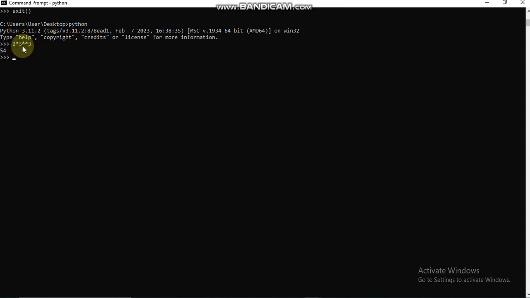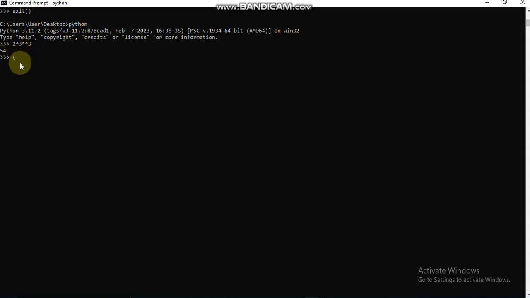By pressing enter, it will return 54, which means exponentiation takes place first by saying 3 to the power of 3, which will return 27, then multiplied by 2, which will return 54. This has already illustrated that exponentiation has higher precedence over multiplication.